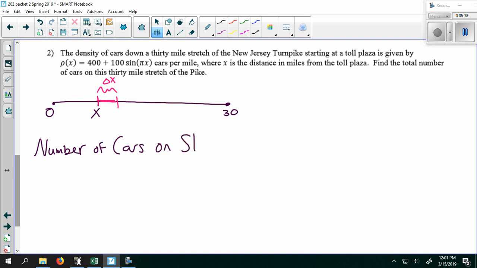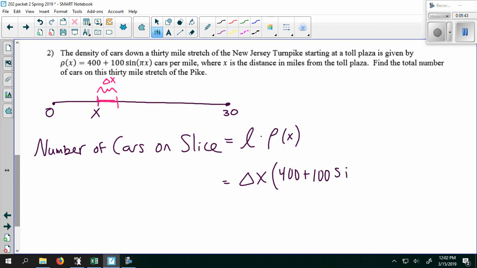on my single slice here, that is going to be the length of my slice times the density of my slice. The length of the slice is delta x miles times the density, which is cars per mile. So I'm going to multiply delta x times 400 plus 100 sine pi x.